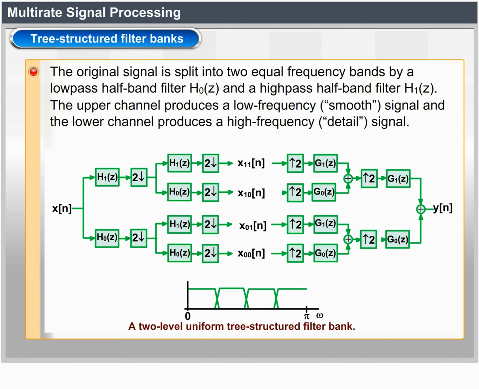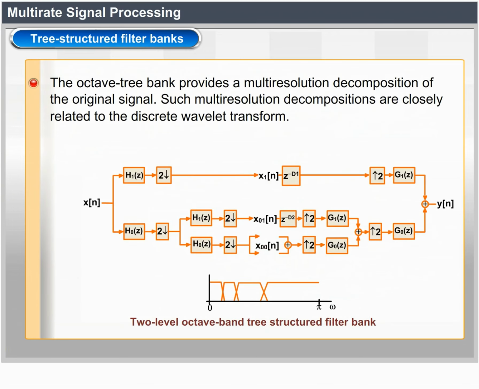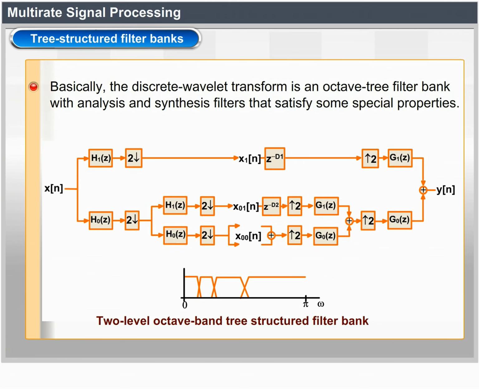The octave tree bank provides a multi-resolution decomposition of the original signal, since multi-resolution decompositions are closely related to the discrete wavelet transform. Basically, the discrete wavelet transform is an octave tree filter bank with analysis and synthesis filters that satisfy some special properties.